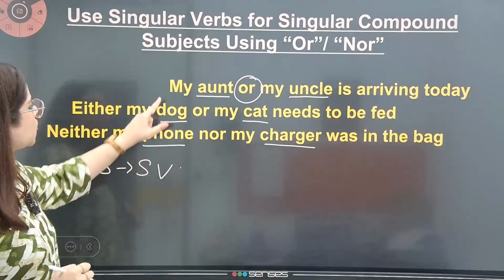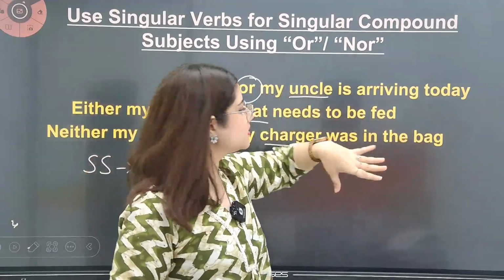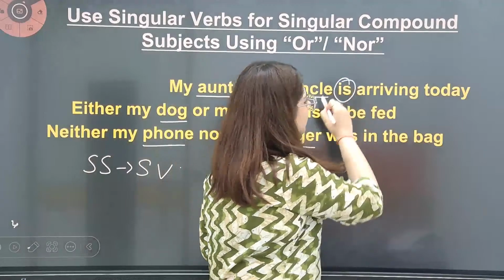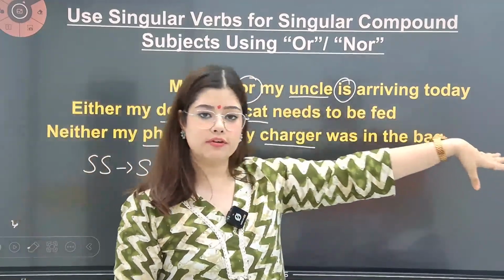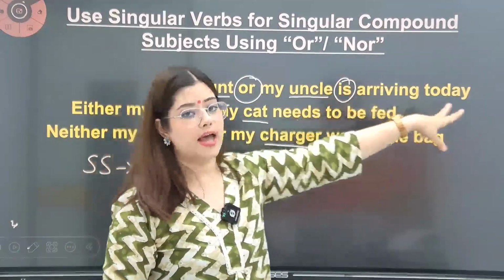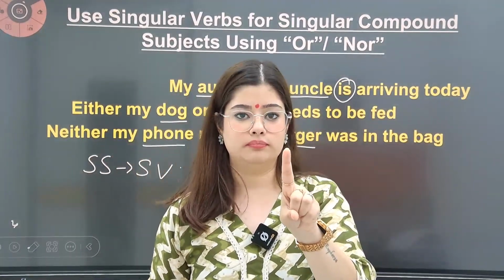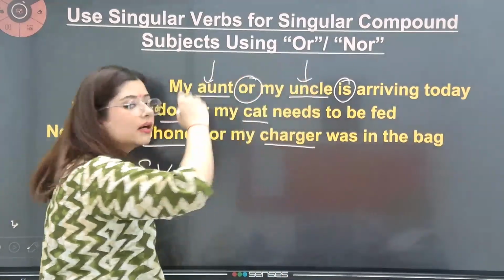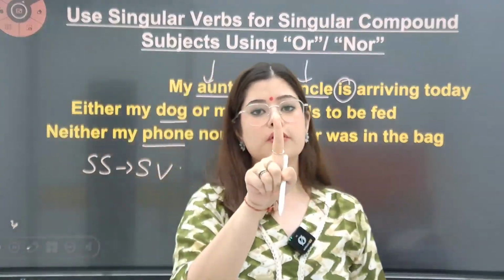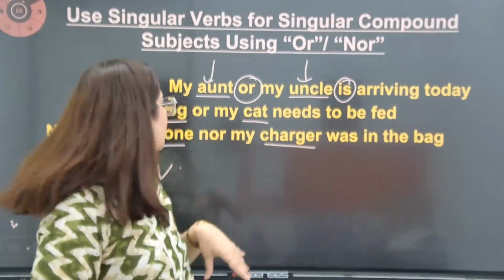So my aunt, singular, or my uncle, singular, is arriving today. Not are arriving today, is arriving today. Because either of them, not both. Either the aunt or the uncle. So we are talking about one person here. So we are going to use a singular verb.